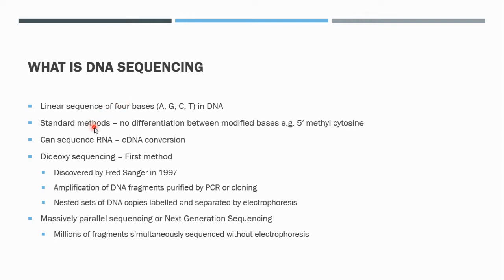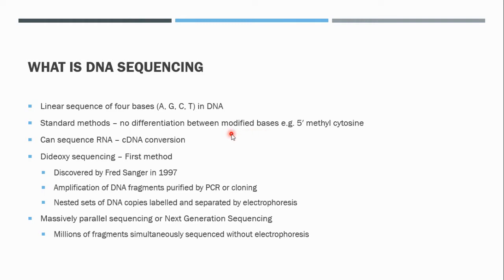In the standard method of DNA sequencing, this method is unable to differentiate between modified and unmodified DNA bases, such as methylated cytosine residues. However, the technique itself can be modified or adjusted in order to understand which of these DNA bases were originally modified.